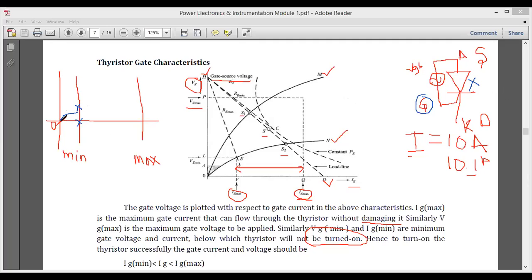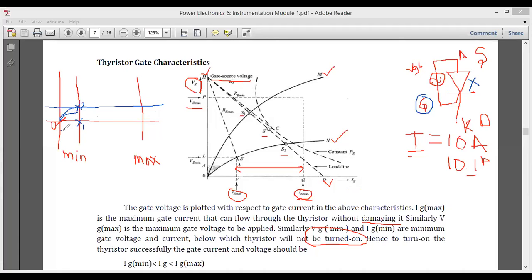When I start applying the voltage like this, if it is not crossing the minimum line of the current as well as the minimum line of the voltage, I'll draw one more line here. So two cross marks we can see here. This is the first cross mark and this is the second cross mark. The first cross mark is with respect to the current and the second is with respect to the voltage.